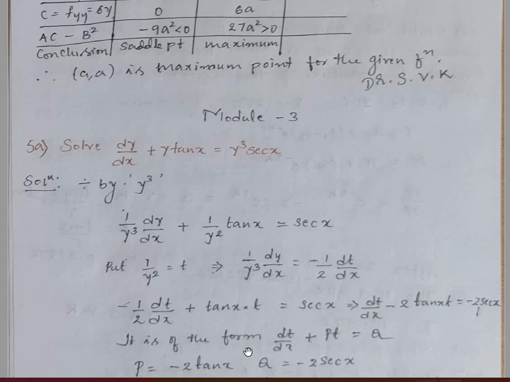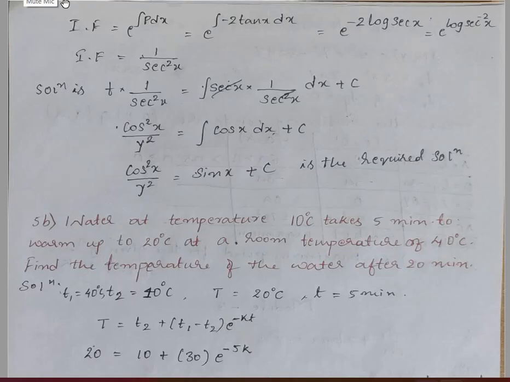So the equation is of the form dt by dx plus pt. P is minus 2 tan x, and q is minus 2 secant x. That is what I have defined. So using this p and q, I am going to find the integrating factor. The integrating factor is e power integral of p dx, where p is minus 2 tan x dx.